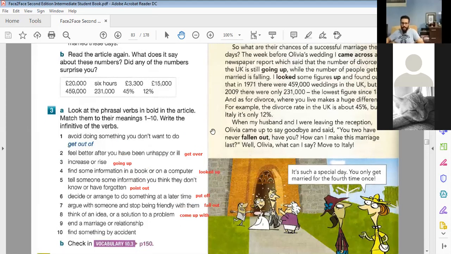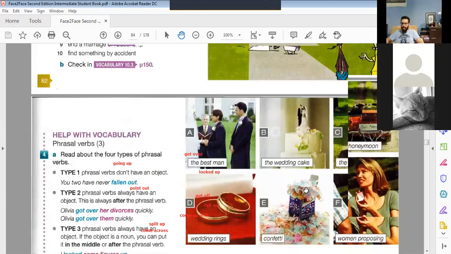All right. Now, the next one we have is end a marriage or a relationship. I think this is the one, split up. Yeah, you split up. Okay, and the last one, Brian, I think it's easy, you can find it. Find something by accident. Come across. Yeah, that's right. You come across something. It means you weren't really planning, but you found it. All right, so these are some examples of phrasal verbs used in the article here. I don't think we need to check them because they're kind of obvious. Let's move on and let's check this.